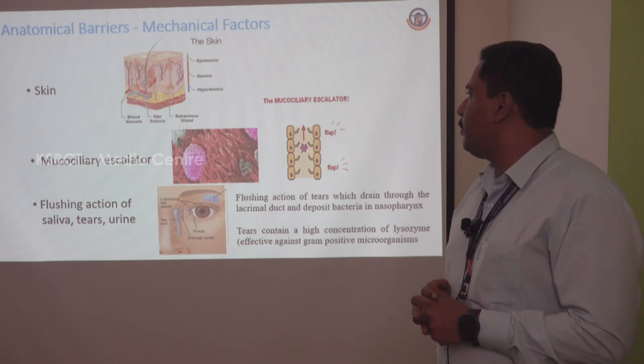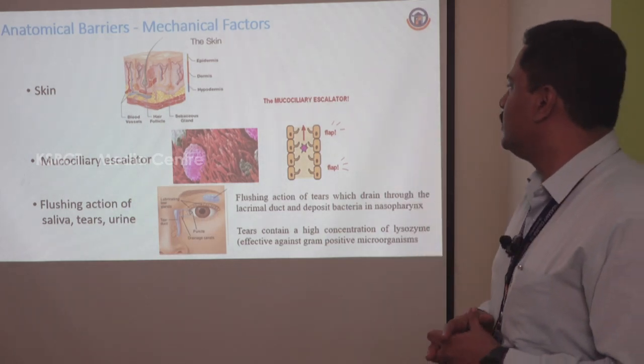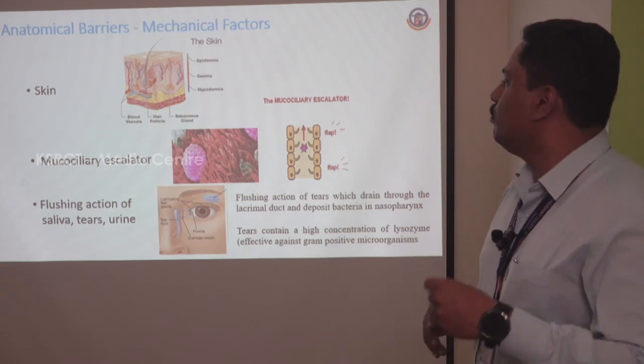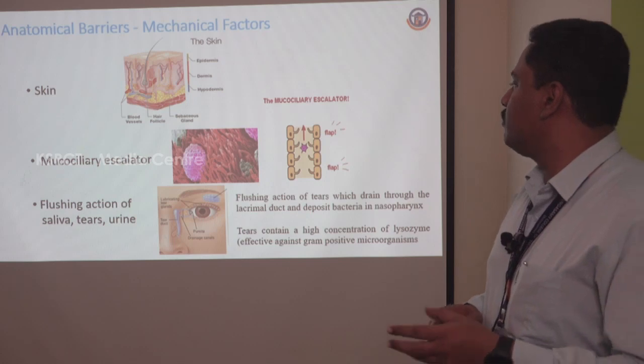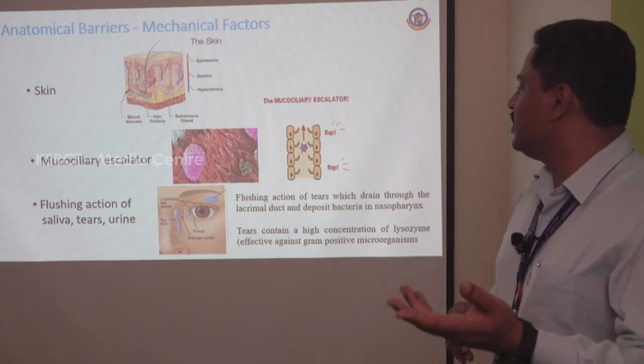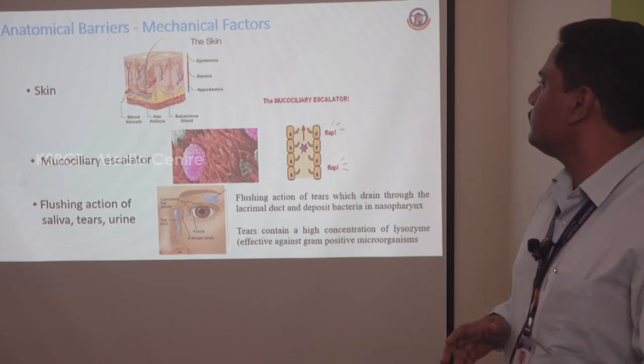So we will see the anatomical barrier. The mechanical means is the skin. We can see the dermal layers: dermis, epidermis, and hypodermis. These are some of the layers of the skin. The mucosal surfaces are where mucus is secreted. Flushing of the eyes with saliva, tears, and even urine helps in the elimination of those microorganisms.